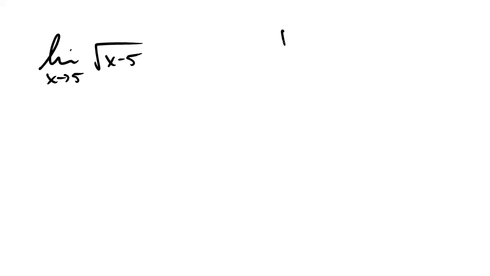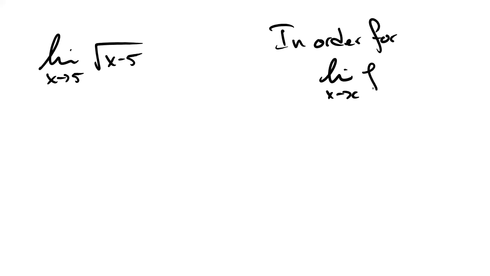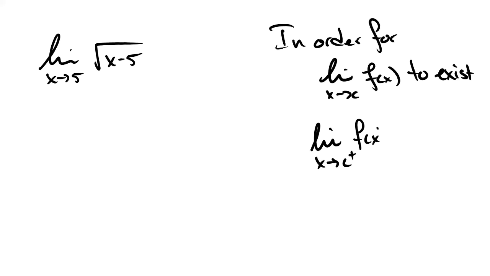In order for a limit to exist, like the limit as x approaches c of f of x, that means that the limit as x approaches c from the right of f of x has to exist, and the limit as x approaches c from the left has to exist. And not only do both of those have to exist, but they have to equal each other. And that's where we pick this problem up.